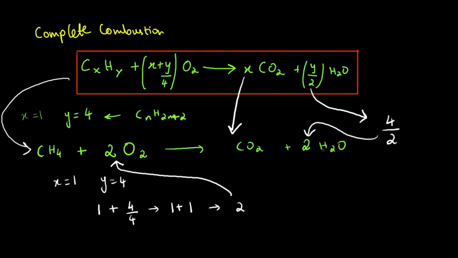So this is the general formula for complete combustion of alkanes. Complete combustion means that carbon dioxide and water will be produced. And remember, keep in mind that combustion is always an exothermic reaction. That is a point to remember.